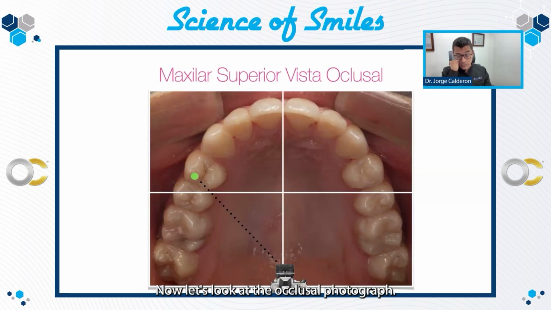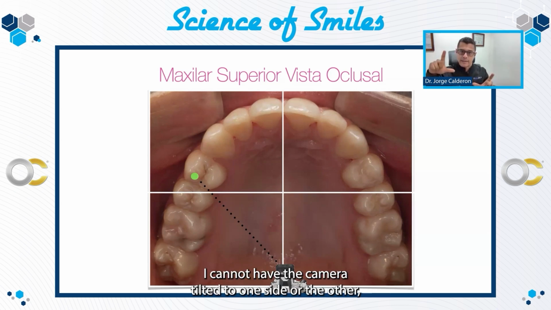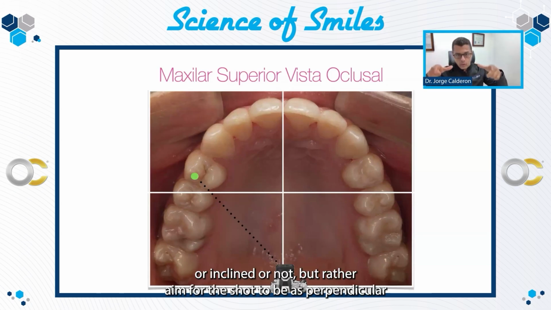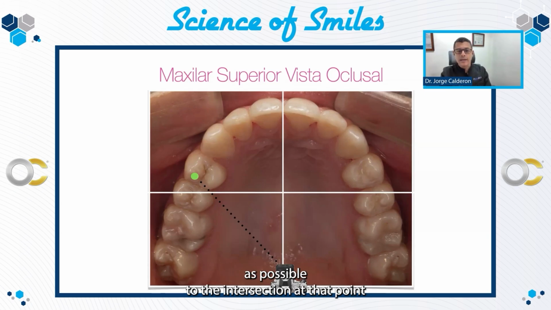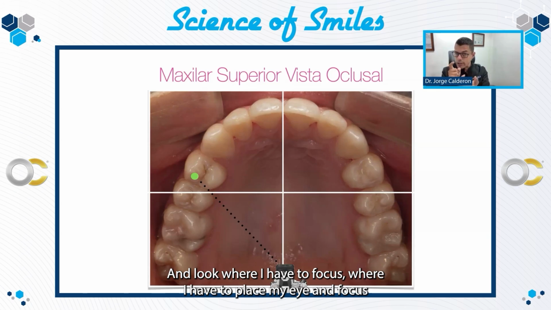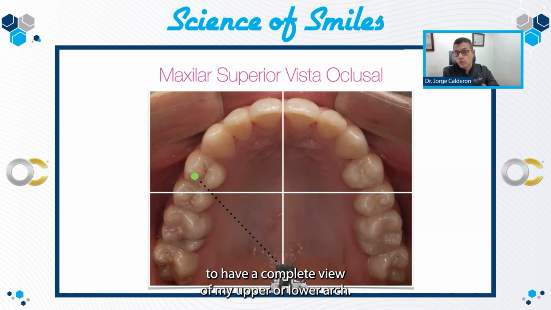Now let's look at the occlusal photograph. When we take it here, I have to divide into quadrants when focusing. I want my complete midline to appear. I cannot have the camera tilted to one side or the other, but rather aim for the shot to be as perpendicular as possible to the intersection you see there between the midline and the premolar area. And look where I have to focus, where I have to place my eye and focus, to have a complete view of my upper or lower arch. There, I'm giving you the little tip, the trick to have very high-quality photographs.